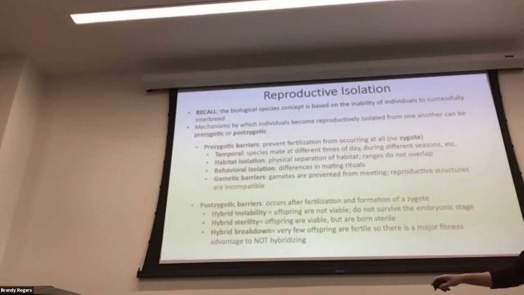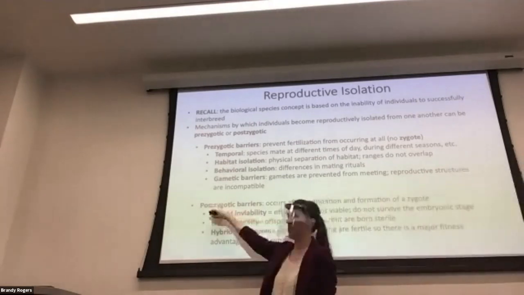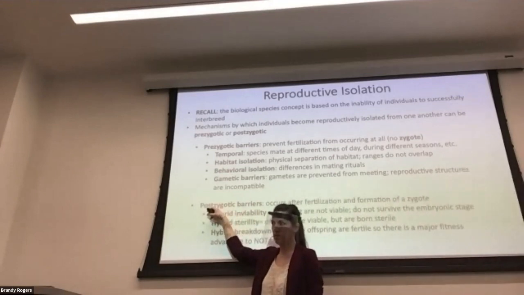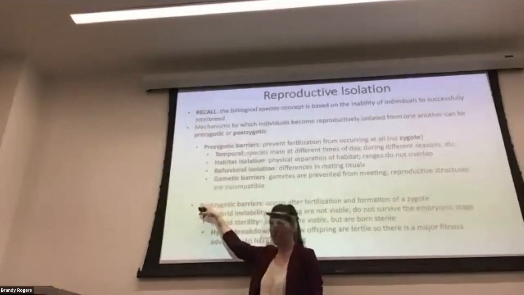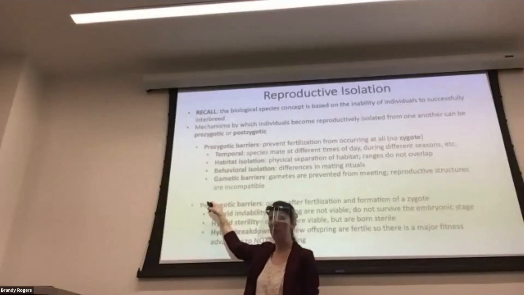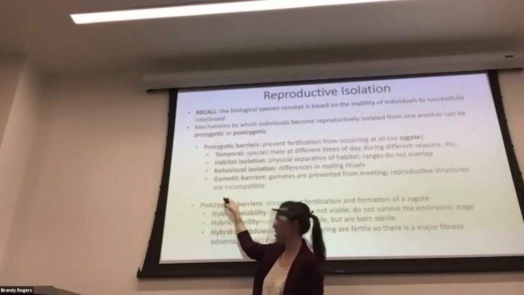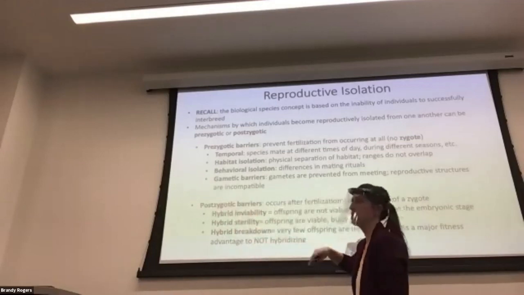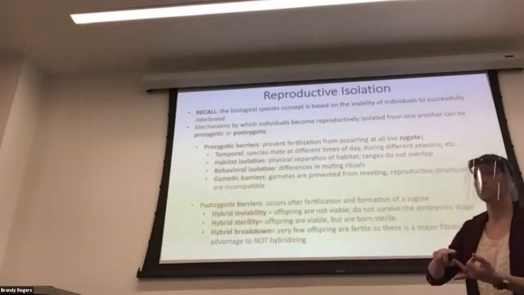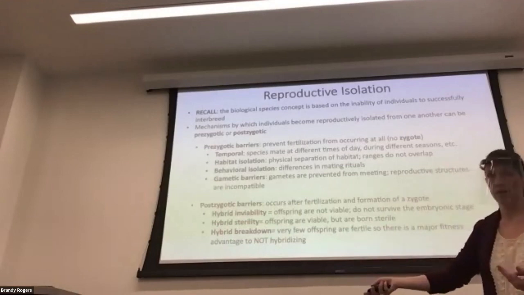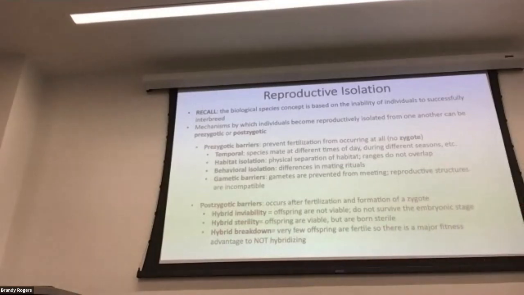Pre-zygotic, before the zygote, okay? So we'll talk about timing and habitat and behavior and gametic barriers. Those are all things that keep zygotes from forming. And then what do you think post-zygotic barriers mean? What does post mean? After. Yeah, so a zygote forms, but after that, there's some barrier that keeps this offspring from being viable, being fertile, or persisting. Okay, so those are the two subdivisions.